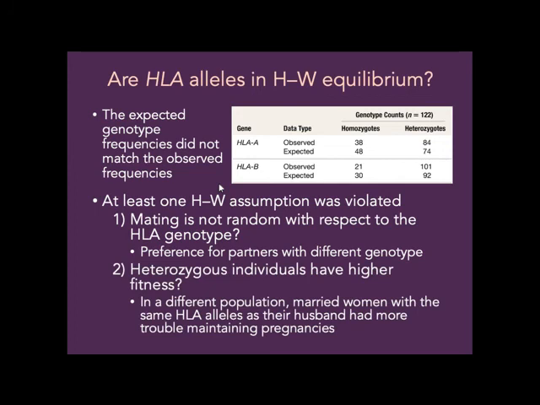A second hypothesis is that potentially these heterozygous individuals have higher fitness. And so for that reason, there are just more living heterozygotes in the population. And the reason why we think this might be true is that in a different population, married women who had the same HLA alleles as their husbands had more trouble maintaining pregnancies. So it is possible that babies that are heterozygotes are more likely to survive to adulthood than babies that are homozygotes. But these two hypotheses would have to be tested in this particular population if we want to be able to demonstrate why this population is not in Hardy-Weinberg equilibrium.